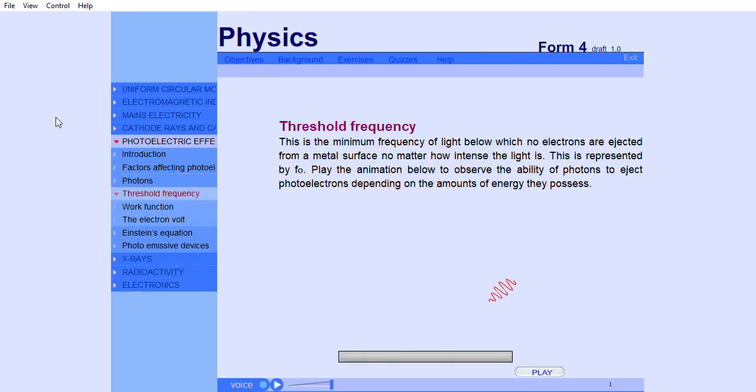Threshold frequency. This is the minimum frequency of light below which no electrons are ejected from a metal surface no matter how intense the light is. This is represented by f0. Play the animation below to observe the ability of photons to eject photoelectrons depending on the amounts of energy they possess.